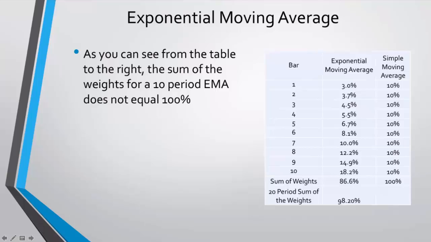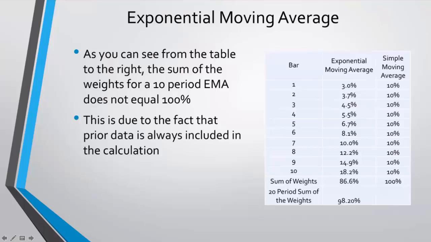If you add up all the bars for the exponential moving average, it only equals 86.6%. What does that mean? This is due to the fact that the prior data is always included in the calculation. Whereas in the simple moving average the old data falls off, the 11th data point would fall off once you got a new data point. In the exponential, it doesn't fall off. There's always some remnant of the prior data in there.